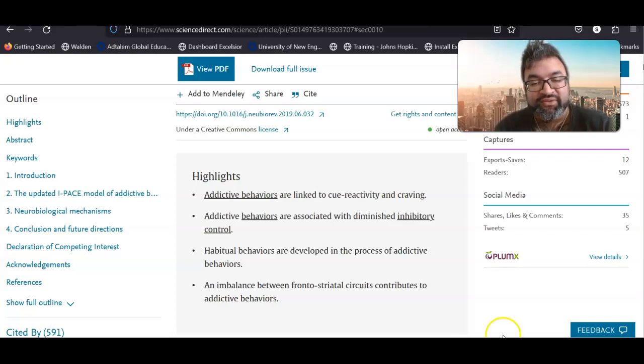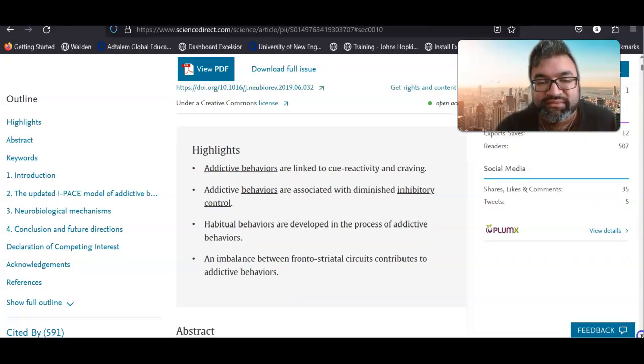An imbalance between the frontostriatal circuits contributes to addictive behaviors. And what is interesting is a lot of addictive behaviors are found to be genetic as well. So this is a situation where genetics and environment play a role.